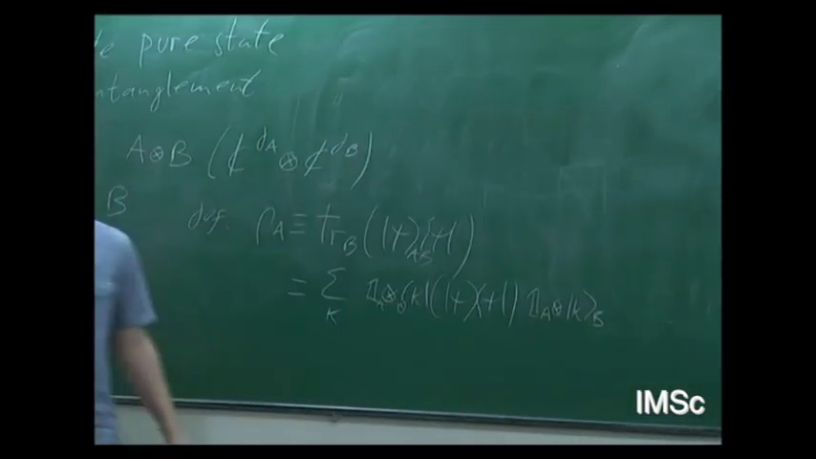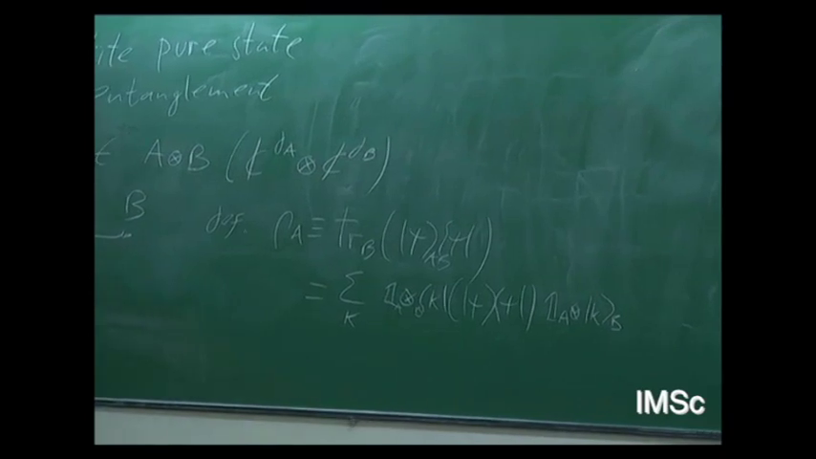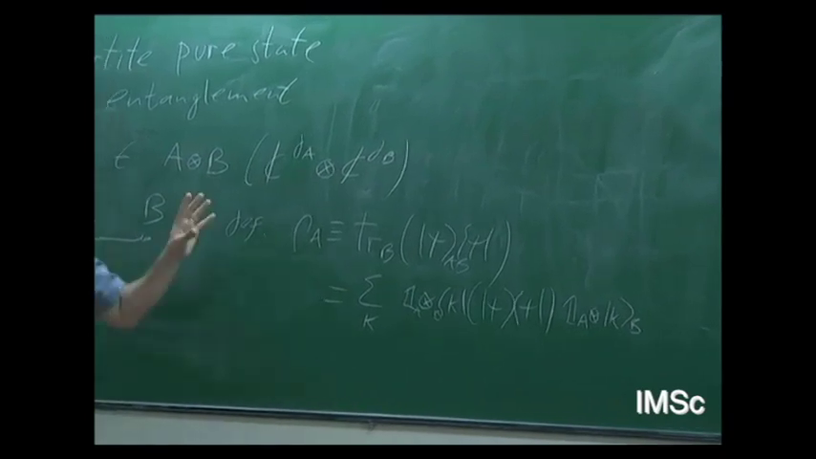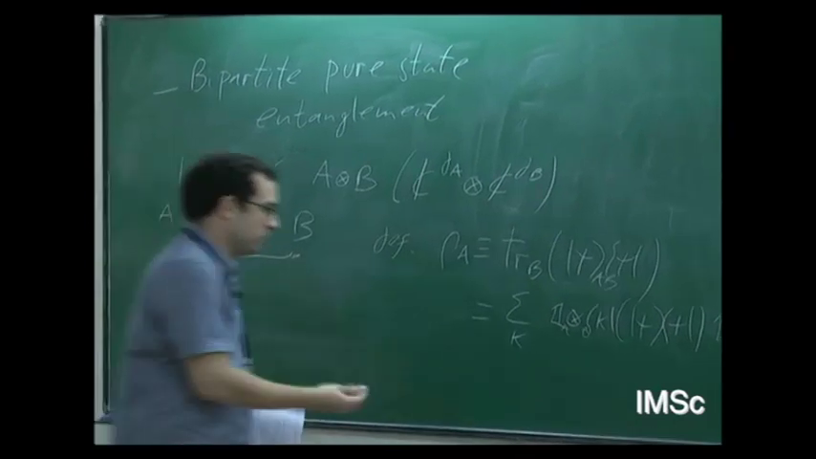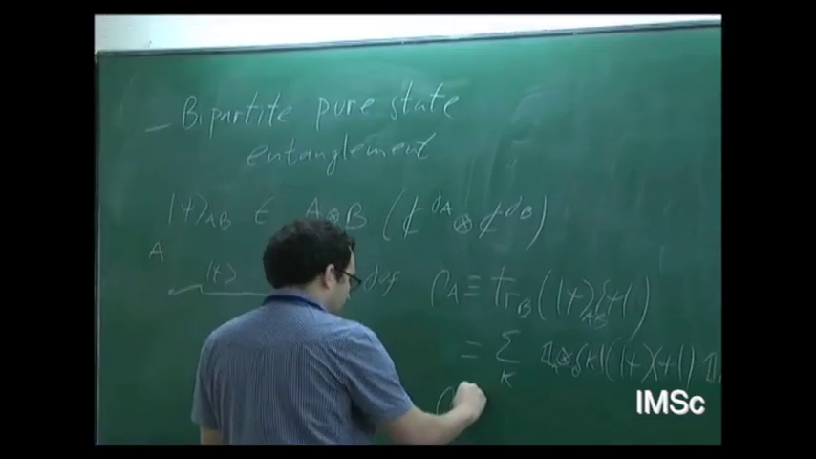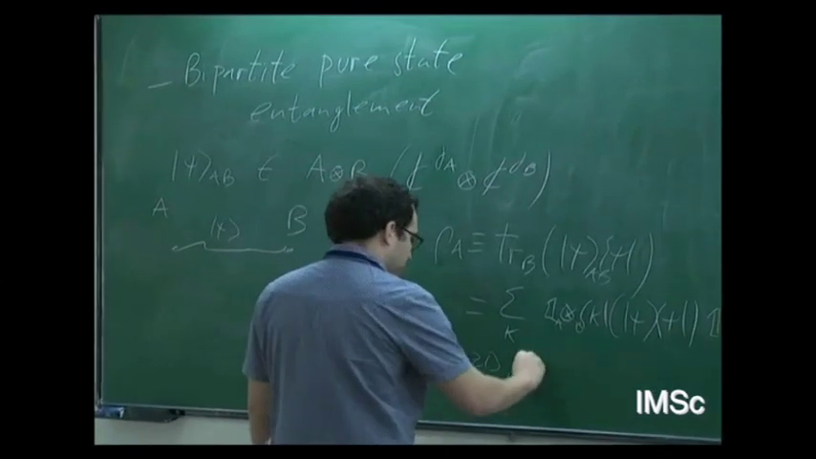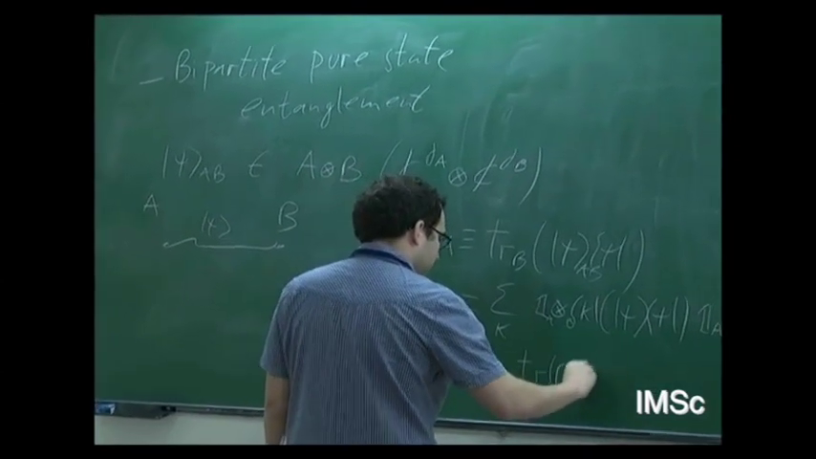So all that we care about in measurements is information about Alice. All the information is encoded in this state, and then we can just forget about Bob's part. We know this is a positive semi-definite matrix, and the trace is 1. It's just a density matrix.